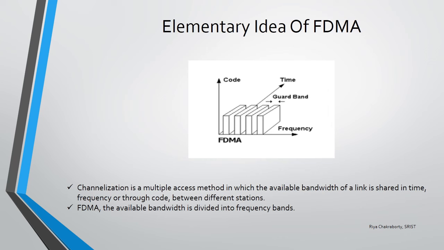Each station uses a band pass filter. Why? To confine the transmitter frequencies. To prevent interference, the allocated bands are separated from one another by small guard bands. You see it in the diagram.